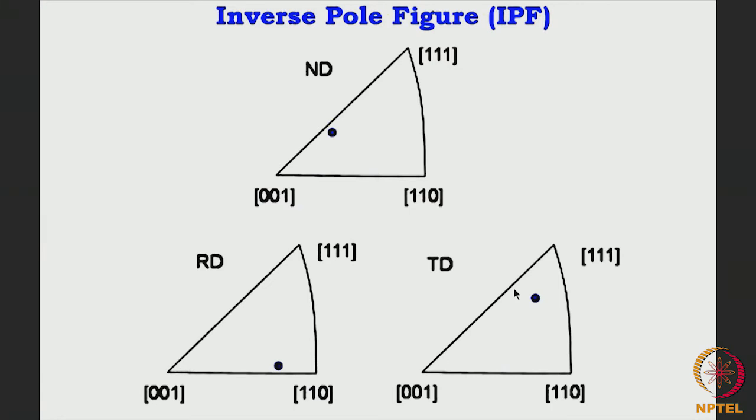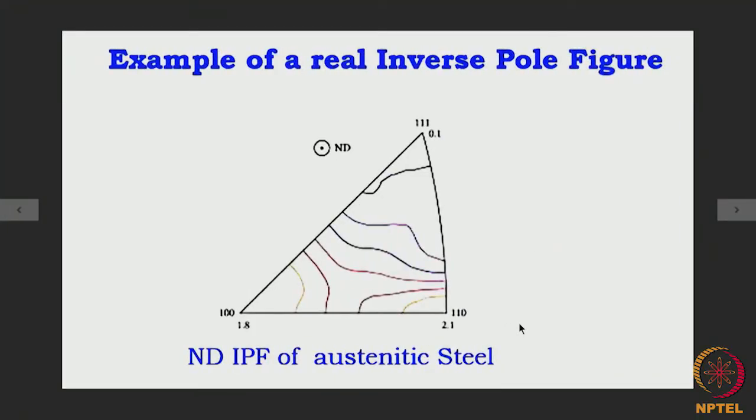If, on the other hand, when you consider a large number of grains in the sheet material, we find that the normal direction is distributed all over, the rolling direction is distributed all over, the transverse direction is distributed all over, that shows that it is a random material. Now, an example of a real inverse pole figure is given here.